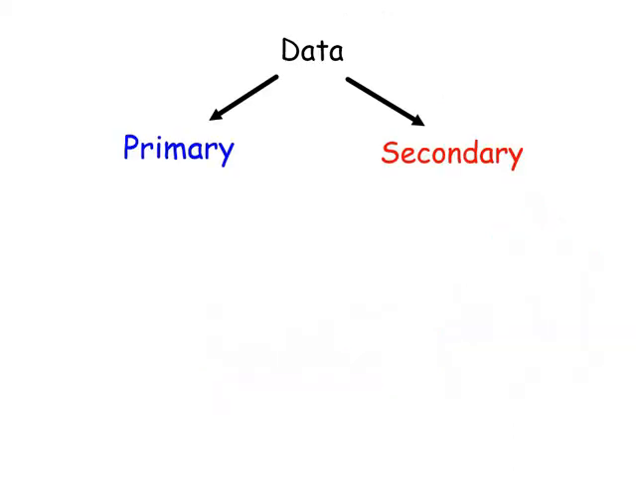Primary and secondary data. Primary data is data that you've collected yourself, and secondary data has been sourced from elsewhere. So we need to look at time and cost. It's more costly to collect data yourself, and it takes longer. So time and cost is an advantage for secondary data.